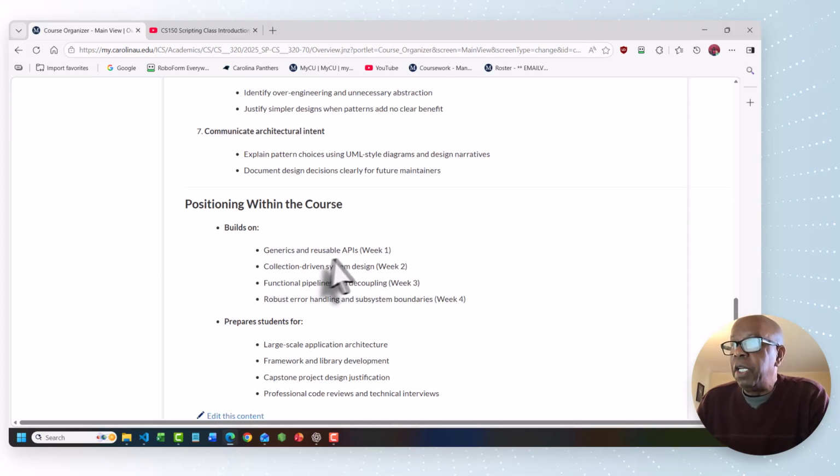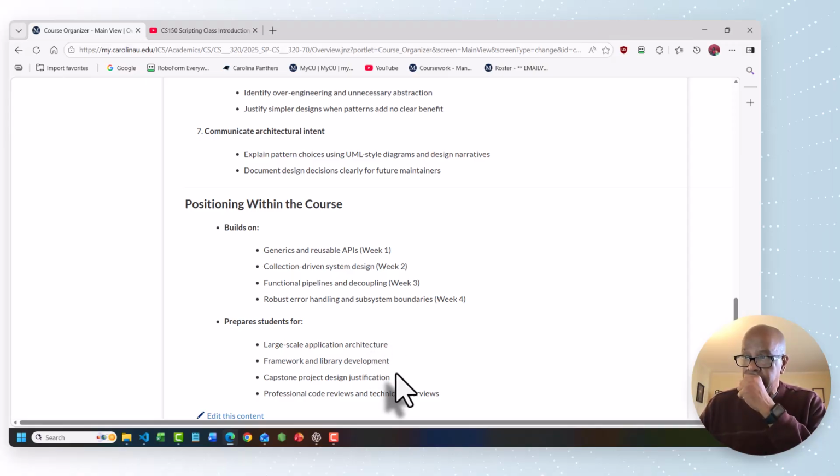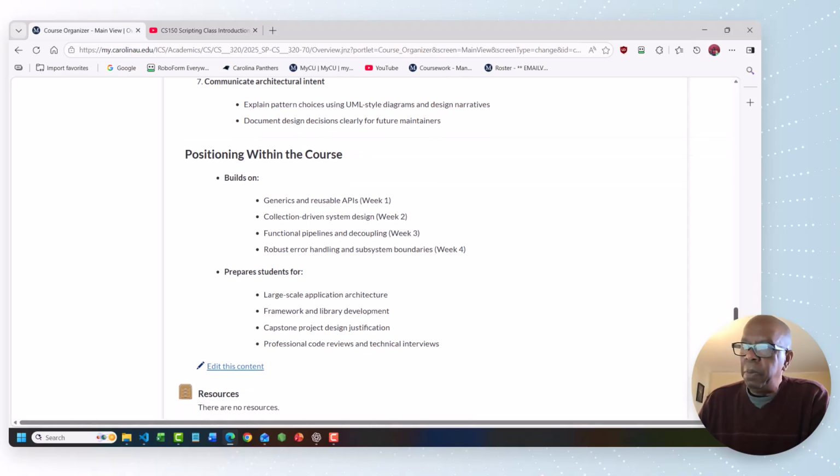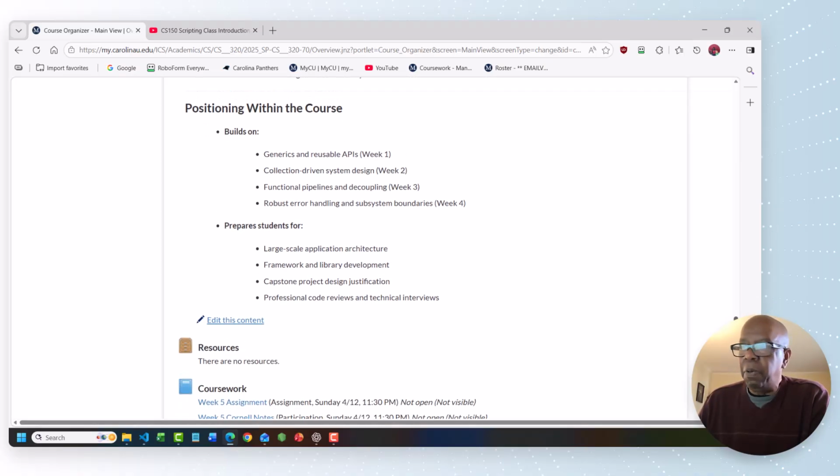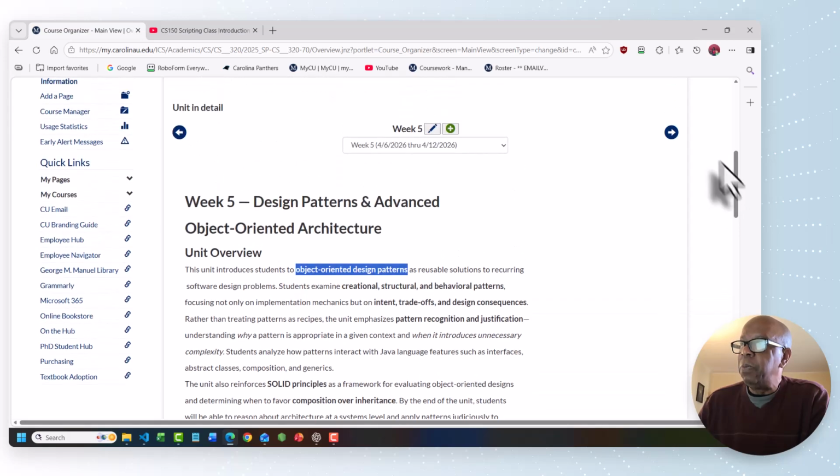Okay, we're just going to build on generics, reusable APIs, collection-driven systems, functional pipelines, robust error handling. And it's going to prepare you, again, for moving from small applications to large-scale application architecture, and using frameworks and library development. Again, project design, we're going to pick up some things that basically we'll be utilizing in week 7. Professional code reviews and technical interviews. We'll be talking a little bit about that. But again, in the context of the project, the entire project itself that you'll be doing.